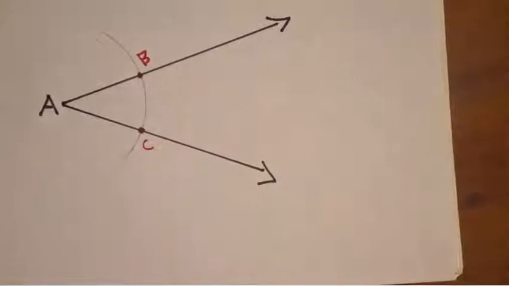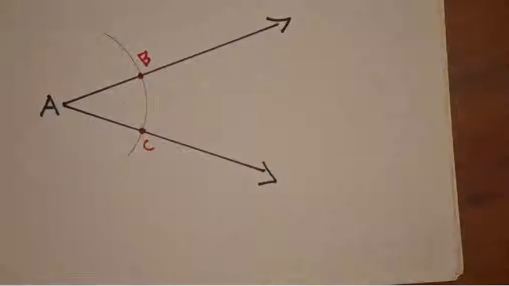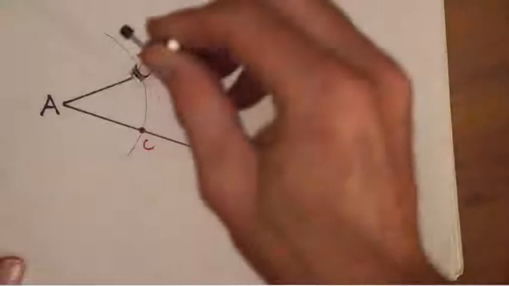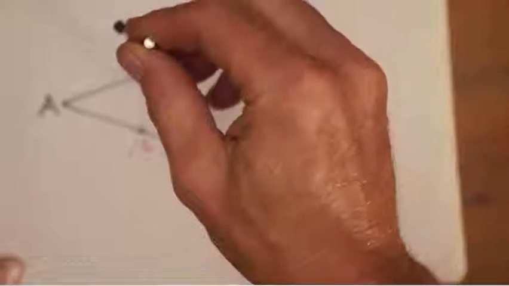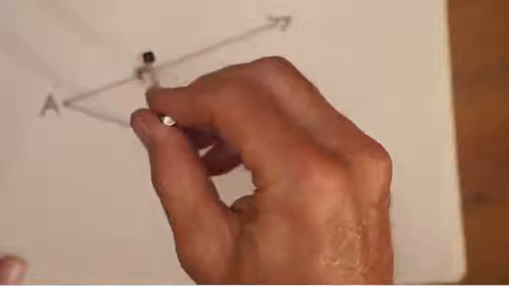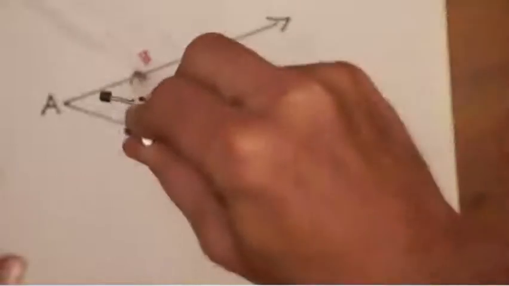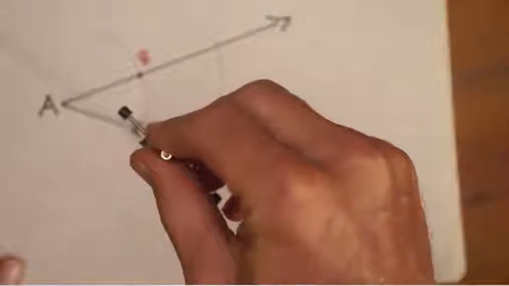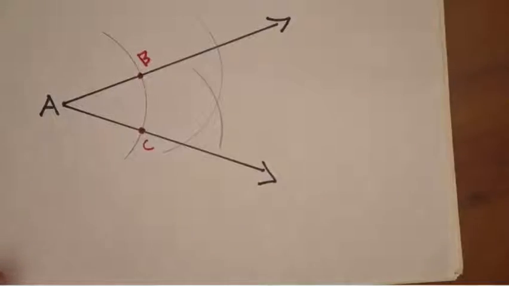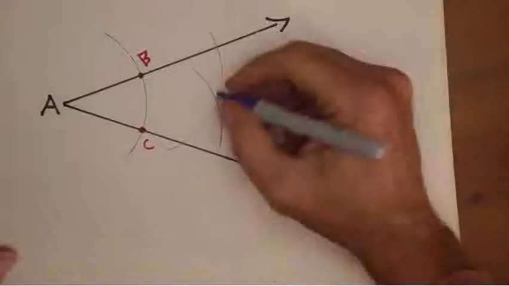Now from points B and C, we're going to keep the same compass gap. And we're going to create two more arcs that will intersect. I'm going to start with the compass point on point B. We'll create an arc. And we'll start with the compass point on point C, and we'll create another arc. The intersection of those two arcs, we'll call that point D.